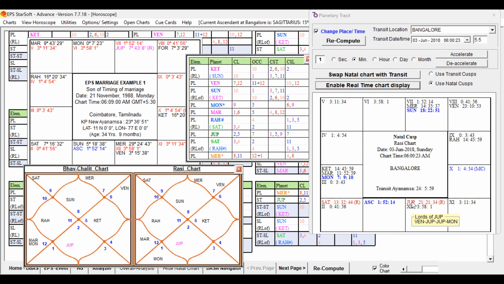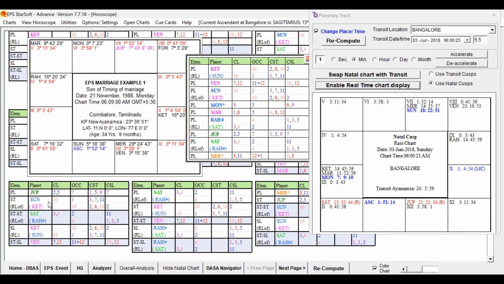Jupiter is in the sign of Venus and in the star of Venus, star of Jupiter and sub of Jupiter itself. Jupiter transit is very good. It is own star and own sub, and that Jupiter is in the natal chart. You have to check in the natal chart. Jupiter is in the star of Sun, right? So that Jupiter in the star of own star, so favorable key planet. That way, Jupiter is in a very good favorable transit in the star and sub of the same planet Jupiter.